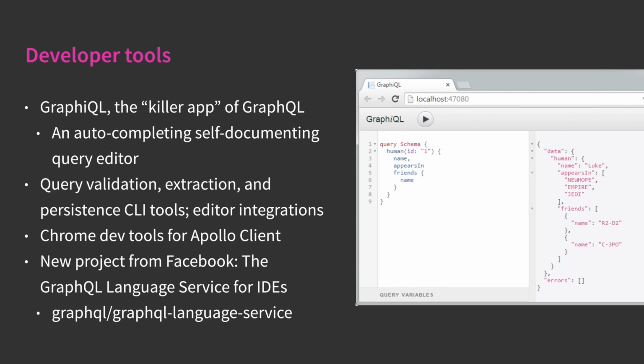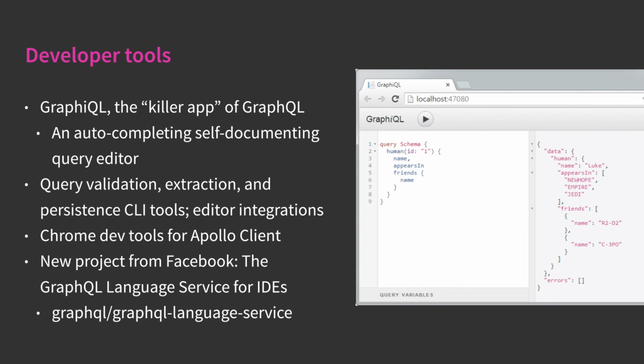Then there are also a lot of really great tools coming out around query validation, extracting those queries from your code, something we call persisted queries, which is about telling your server ahead of time what queries are going to happen, because GraphQL seems like it can be quite dynamic. But if you can tell the server ahead of time, you can make sure people aren't sending you queries that you don't expect.